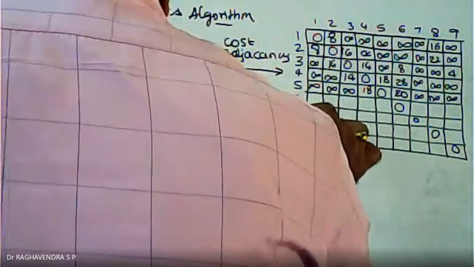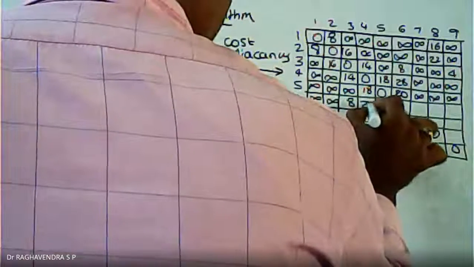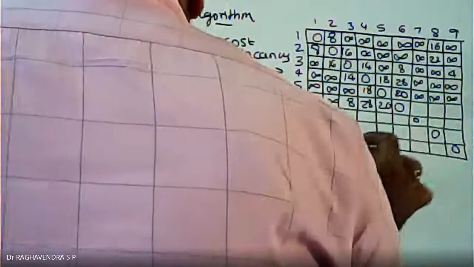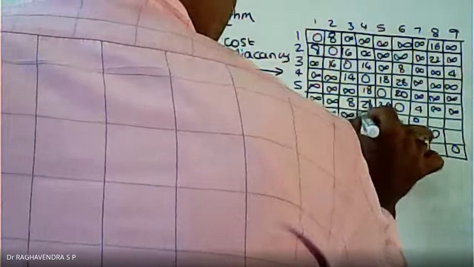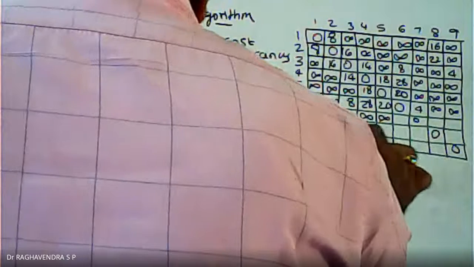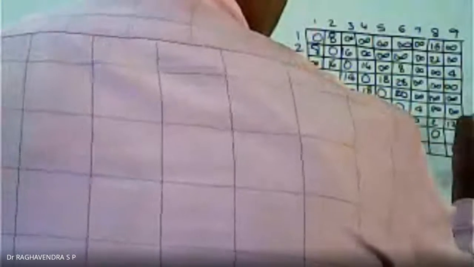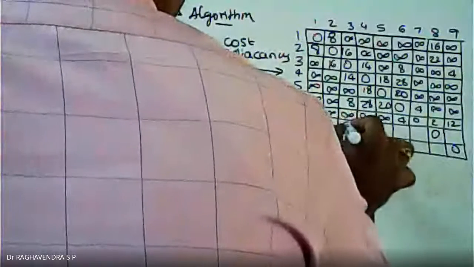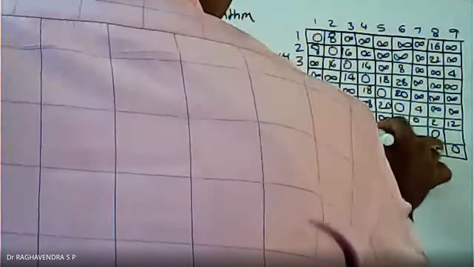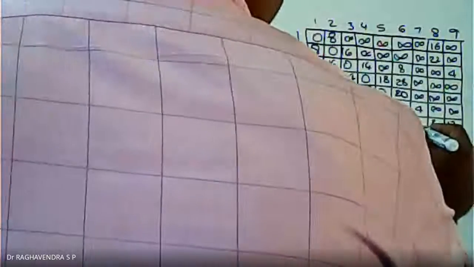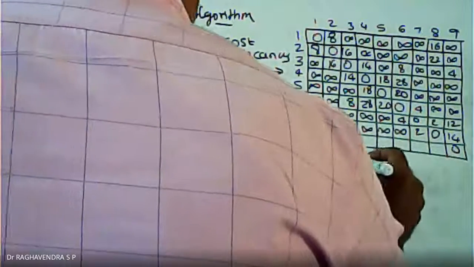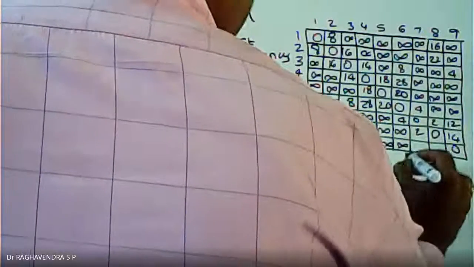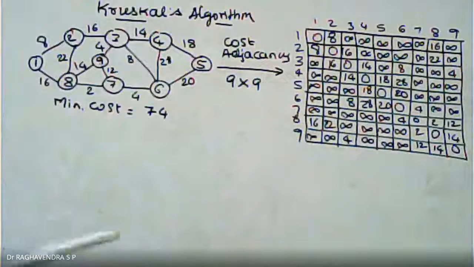6, then infinity, 8, 28, 20, 0, 4, infinity, 5 times infinity, 4, 0, 2, 2, 22, 3, 2, 0, 2, infinity, 4, 12, 40. So this is the matrix.